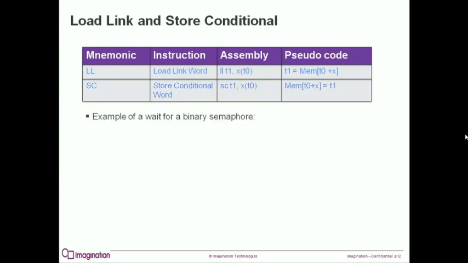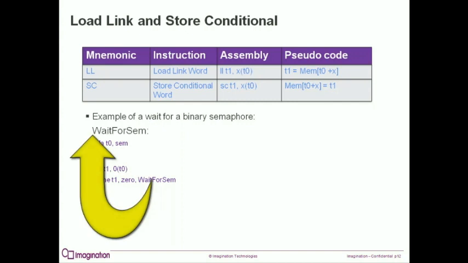Here is an example of a binary semaphore. In this case, if the semaphore contains a 0, it is available. If not, it is in use and the code will need to try again. First, I load the address of the semaphore into the T0 register. Then I will load the value of the semaphore into the T1 register. I'll check the value of the semaphore to see if it is available. If it isn't, I'll branch back and try again.